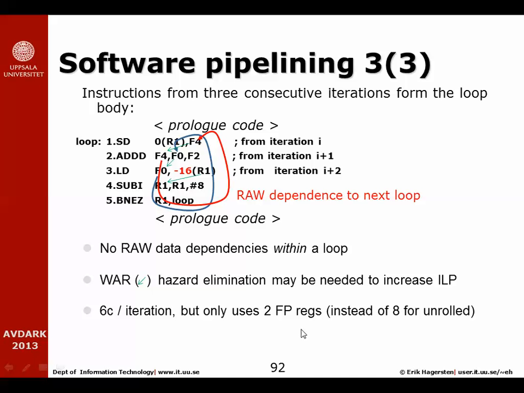It's not a new world record. The loop unrolling had 3.5 cycles per iteration. But on the other hand, the loop unrolling, even for this simple example, needed 8 floating point registers, while this implementation up here only needs 2 floating point registers. So if you have a more complicated loop body that needs more floating point registers, the loop unrolling may not be feasible, and you may want to do something like this instead.